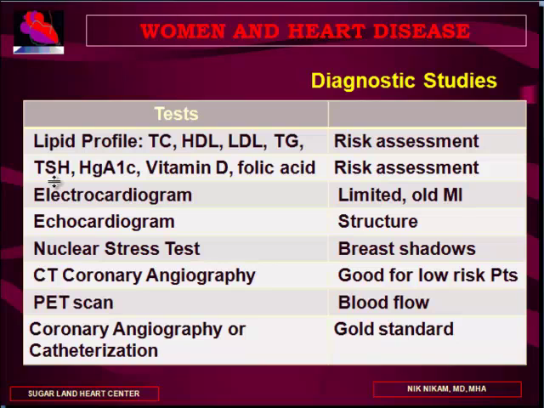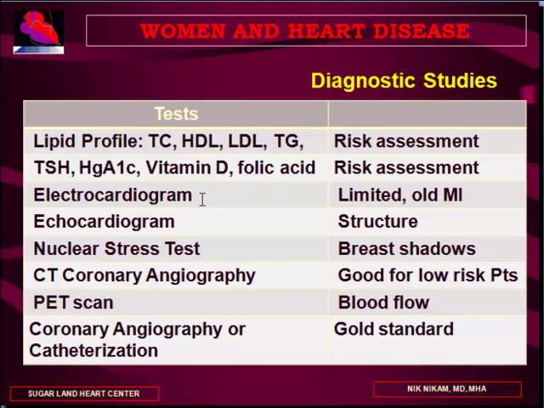Similarly, low thyroid or hypothyroidism can lead to cardiovascular symptoms, and hence we measure the TSH. We screen women for diabetes by using fasting blood sugar and hemoglobin A1C. Similarly, vitamin D and folic acid deficiencies have been associated with coronary artery disease, and hence measuring these vitamin deficiencies and correcting them will help to reduce the risk of coronary artery disease.